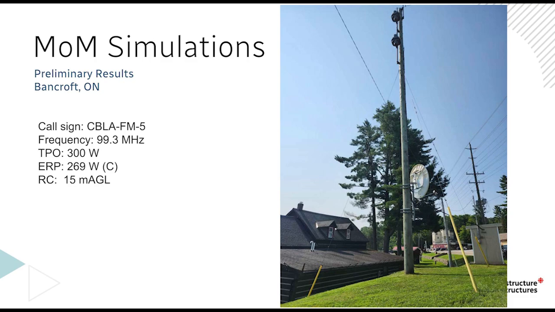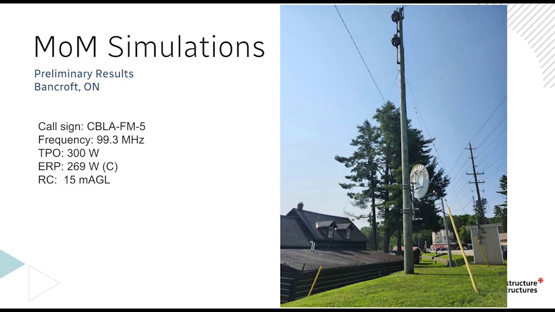This is one of the sites we measured. It's Bancroft operating at 99.3 megahertz. It's a 300 watt transmitter. The ERP is 269 watts circular, and the antenna is 15 meters above ground. It has 3 guy wires that join the tower just below the base of the vertical pole of the antenna. Also, the tower is wood, so it's not conductive, so it's like the best bench work for doing tests, because there's only 3 wires involved.